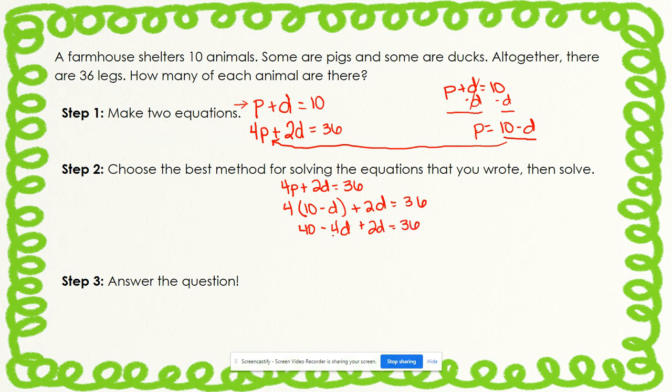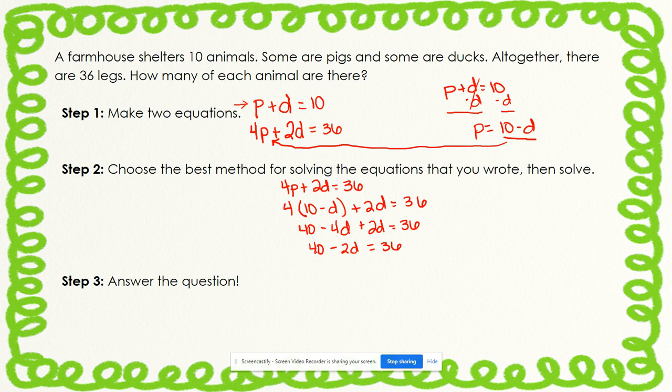Now I combine my like terms. 40 doesn't have a like term, so I'm going to rewrite it. Negative 4D plus positive 2D equals negative 2D, so I'll write minus 2D. And all of this equals 36. Now I need to get D by itself, so I need to get rid of 40.